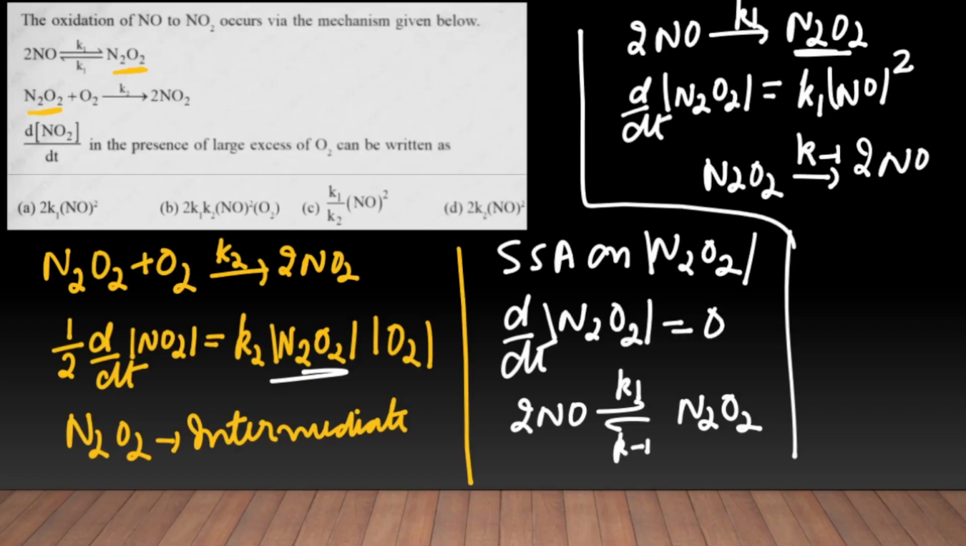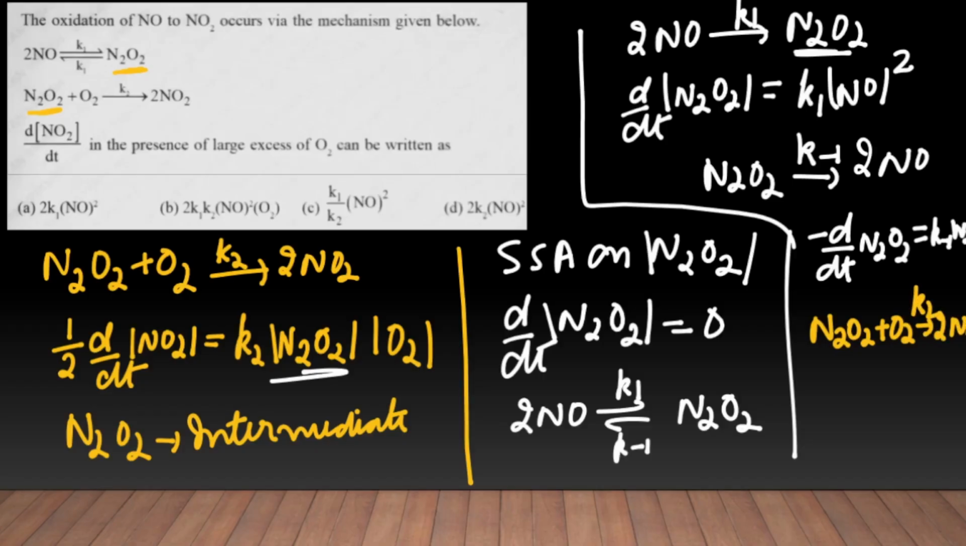For this one, minus d[N2O2]/dt will be equal to k inverse times [N2O2], right? So this is another one, and the third expression in which N2O2 is included is N2O2 plus O2 giving us 2NO2. This is with the rate constant k2. So here minus d[N2O2]/dt will be equal to k2 times [N2O2] into [O2]. This is what we are getting.